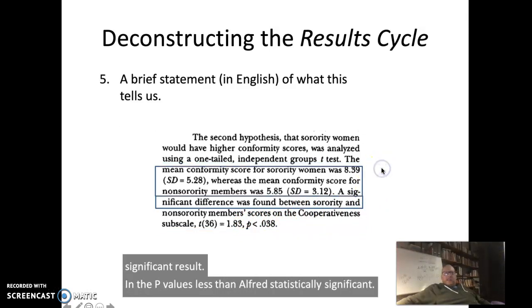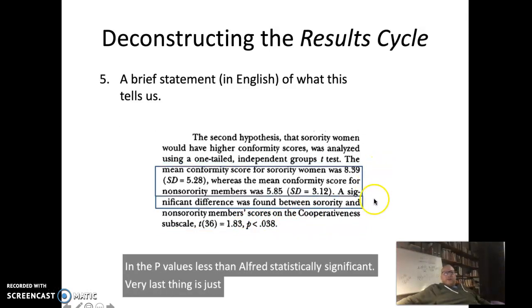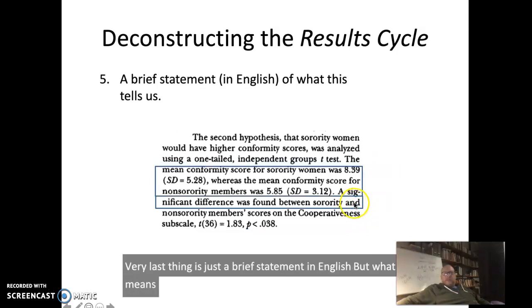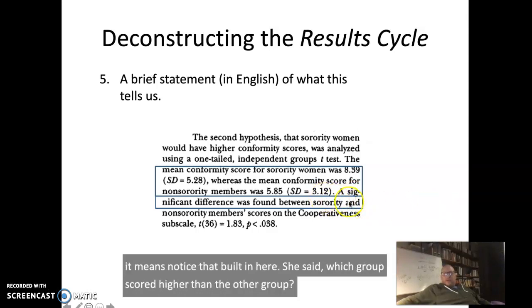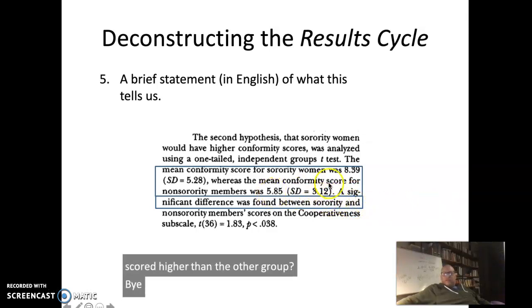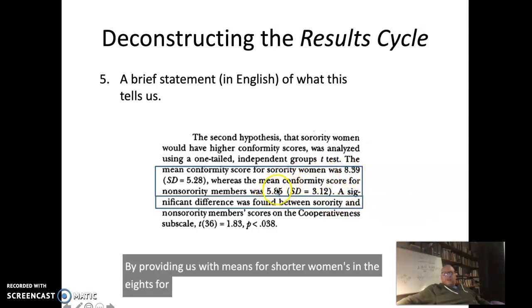The very last thing is just a brief statement in English about what it means. Notice that that's built in here. She said which group scored higher than the other group by providing us with means. For sorority women, it was in the 8s. For non-sorority, it was in the 5s.